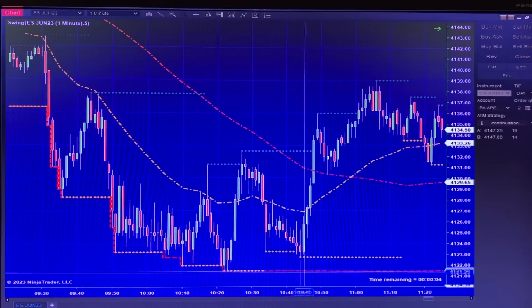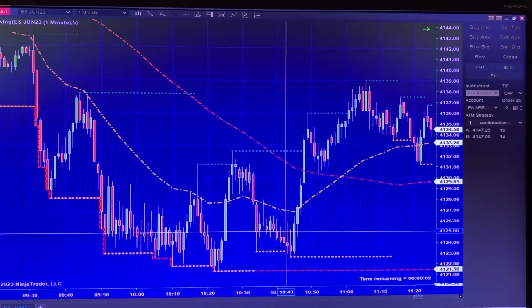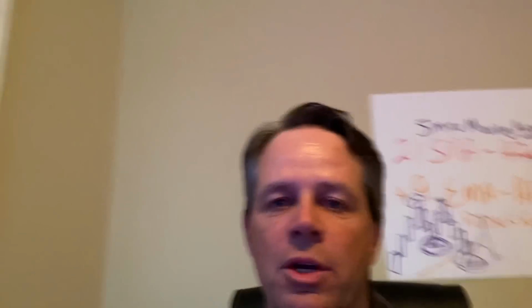So, crossover. This is what I talk about. Okay? So the way to really take advantage of these trades is when price crosses over that 21 SMA and starts a new trend the other direction. That's when the rubber hits the road. I'll show you some examples of that in the RTY also.